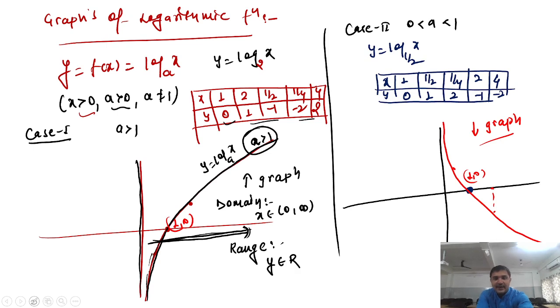Yes, everyone. So we are at the decreasing graph. The graph is decreasing here. Then we have the domain. What is the domain of the graph? Tell me. Domain, sir, same. x belongs to 0 to infinity.